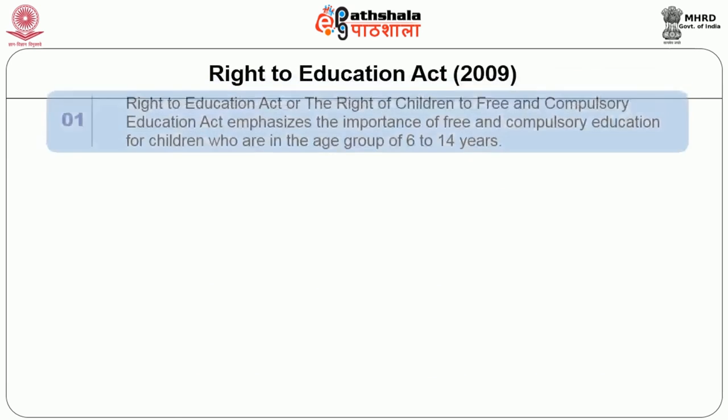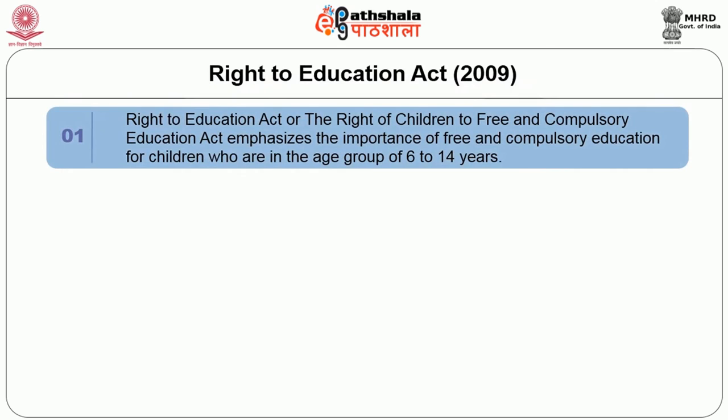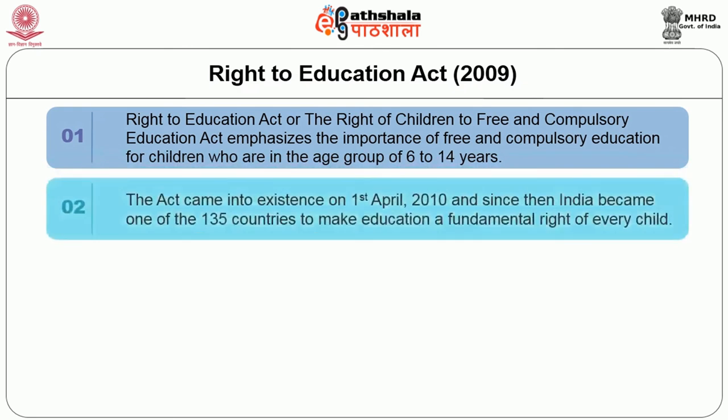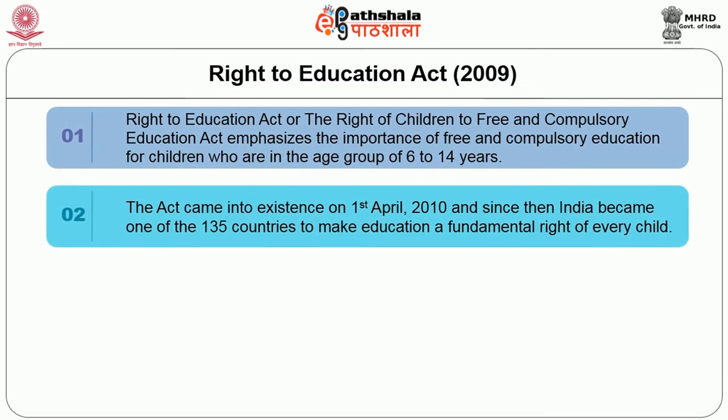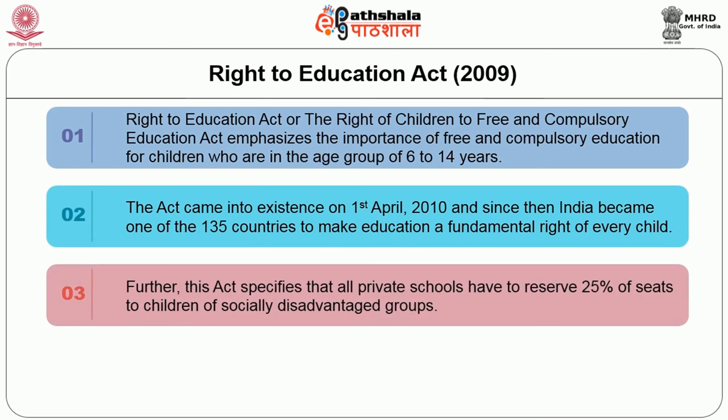The Right to Education Act, or the Right of Children to Free and Compulsory Education Act, emphasizes the importance of free and compulsory education for children who are in the age group of 6 to 14 years. The Act came into existence on 1st April 2010, and since then, India became one of the 135 countries to make education a fundamental right of every child.